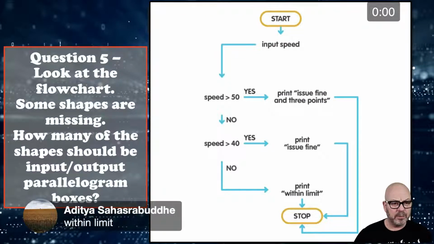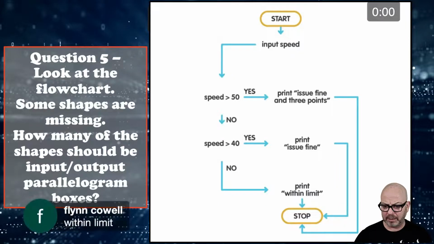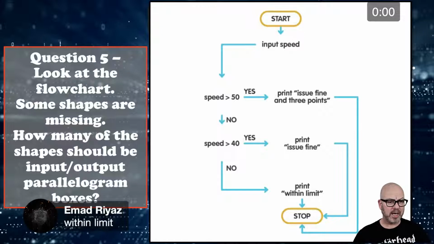Okay, this one here, look at the flowchart. Some shapes are missing. Hang on, we had loads getting it right here. We had Flynn who got it right, well done, dear boy, and Emad, well done, dear chap. Within limit. Right, question 5. Look at the flowchart. Some shapes are missing. How many of the shapes should be input-output parallelogram boxes? It's a word that I really struggle with, parallelogram.